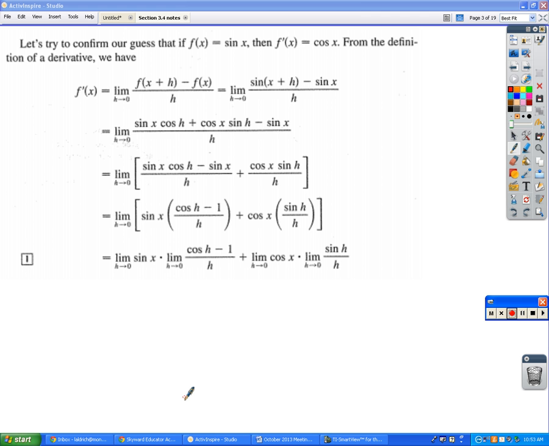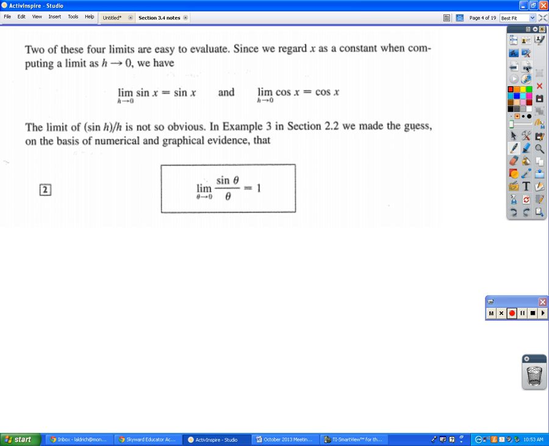So this is not something that you necessarily would be expected to come up with on your own. And maybe you only understand 25% of it, maybe you get 75%, I don't know. But this is where the answer comes from, okay? So we're not done. We need to evaluate these limits, all right?